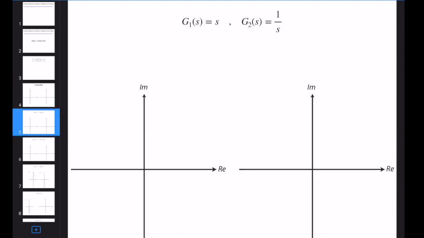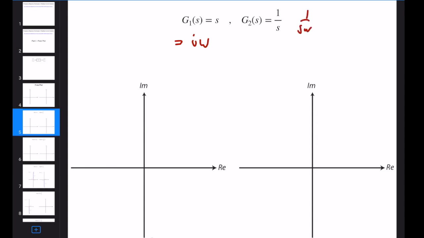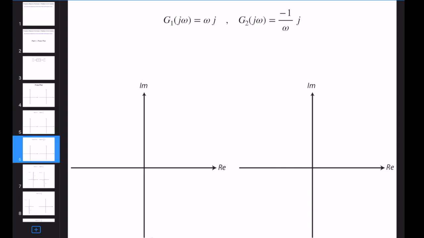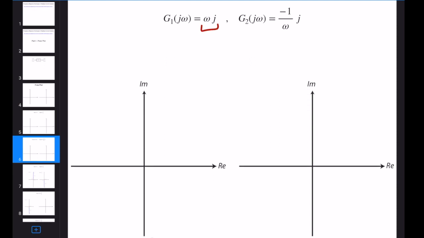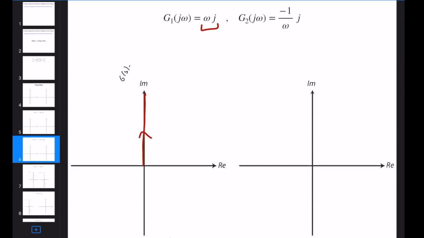G1 of s is equal to s, G2 of s is equal to 1 over s. If we replace s with j omega, we obtain j omega here, and here it will be 1 over j omega, which is equal to minus 1 over omega times j. Okay, which is good. This is very simple because what we do is map the positive imaginary axis to the positive imaginary axis, so technically it is an identity. So this is our mapping, and this is G1 of s is equal to s.